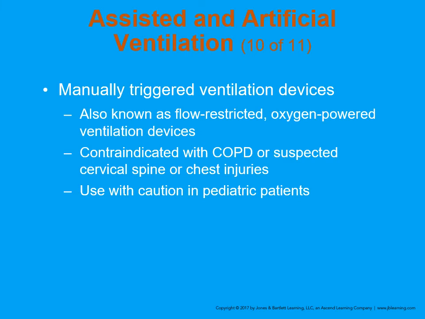Manually triggered ventilation devices, also known as flow-restricted, oxygen-powered ventilation devices, allow a single rescuer to use both hands to maintain a mask-to-face seal while providing positive pressure ventilation. Disadvantages: it may be difficult to maintain adequate ventilation without assistance, and they should not be used routinely because of high incidence of gastric distension and possible damage to structures within the chest cavity. A special unit and additional training are required for infants and children, and they should not be used with COPD or suspected cervical spine or chest injuries.